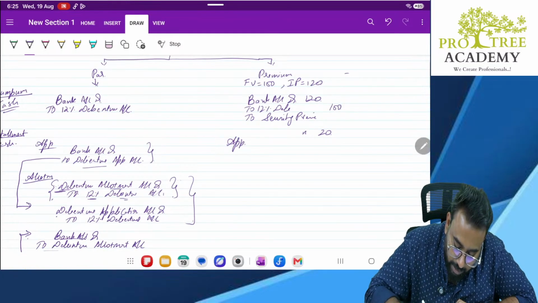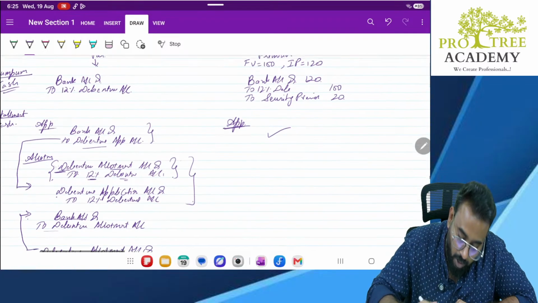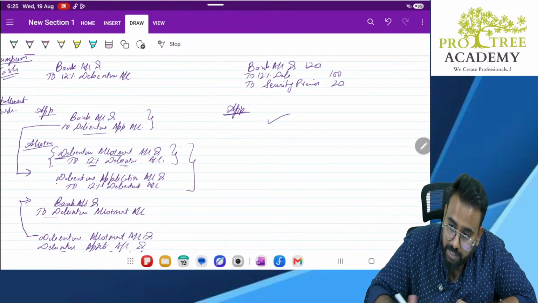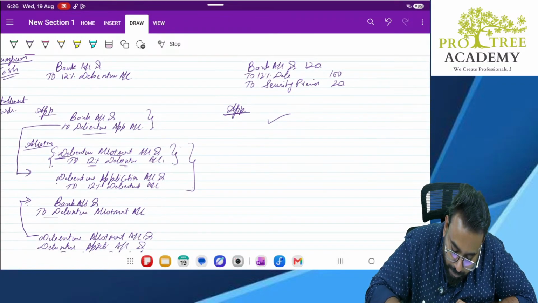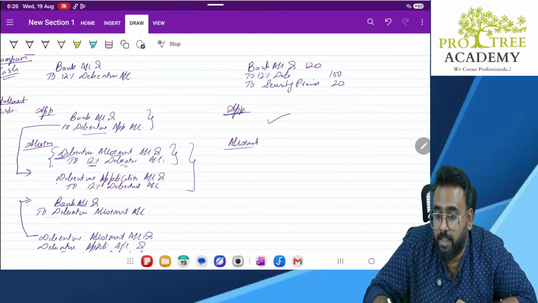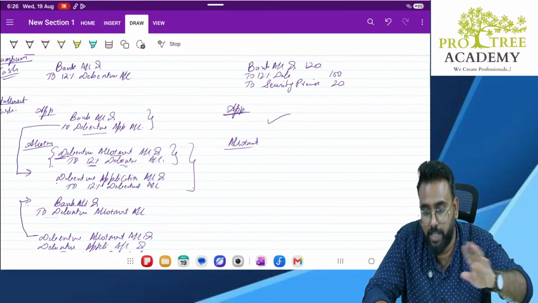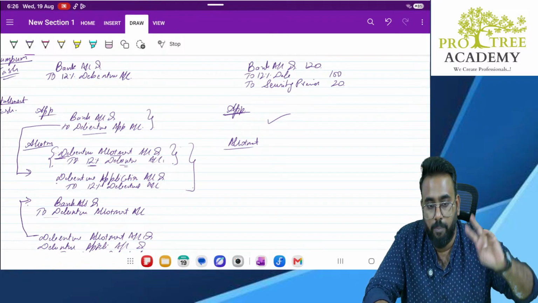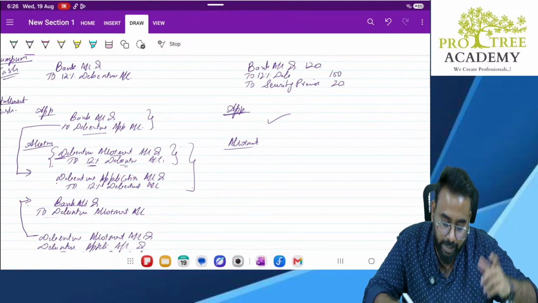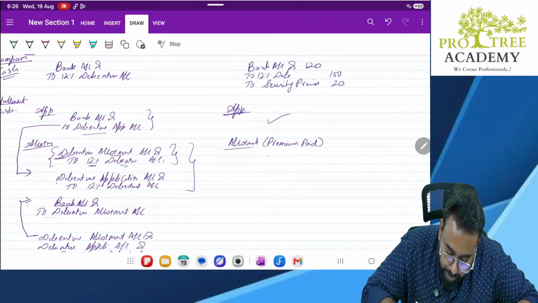Lump sum done, now installment. Application, same entry, no changes. For allotment, the entry will change now. What is the entry which will happen now? We'll get the premium. Usually premium is paid in the allotment. If the question tells premium is paid in the first call, then no change in the entry. But if it is paid with the allotment, then the entry will change. Suppose we'll write in the bracket premium paid. So what is the entry?